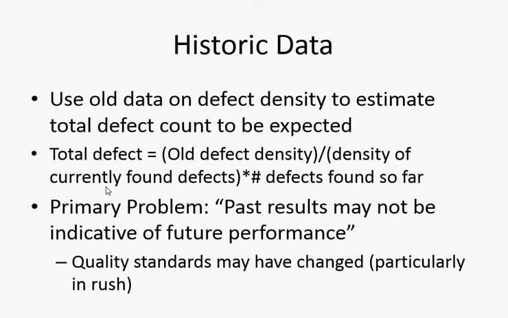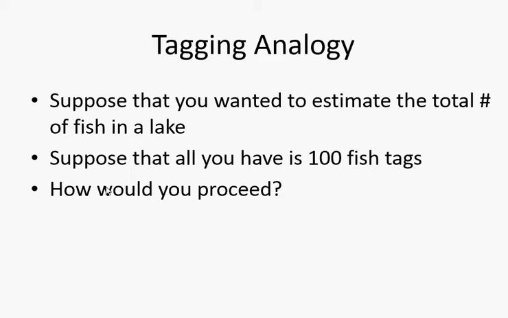Primary problems for this are several-fold. One thing is past results may not be indicative of future performance and may vary by project. What sort of code might have more defects than other code? It might happen within the context of a given project that certain code has higher density of defects. Can anyone give me an example of code that would have a higher density of defects? Using assembly language versus something like Python. Excellent. Corey.